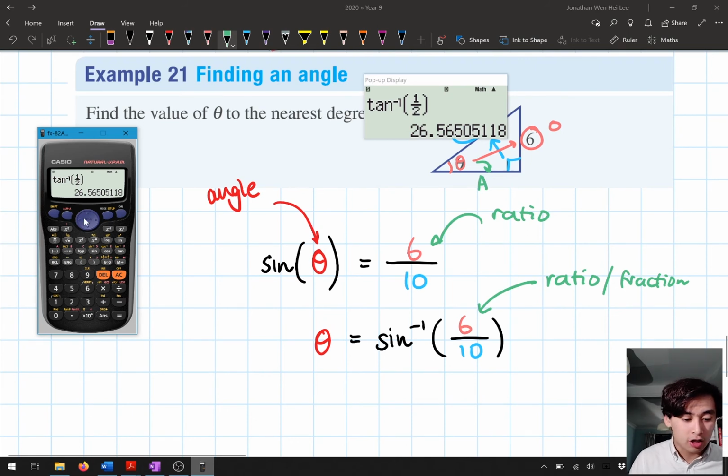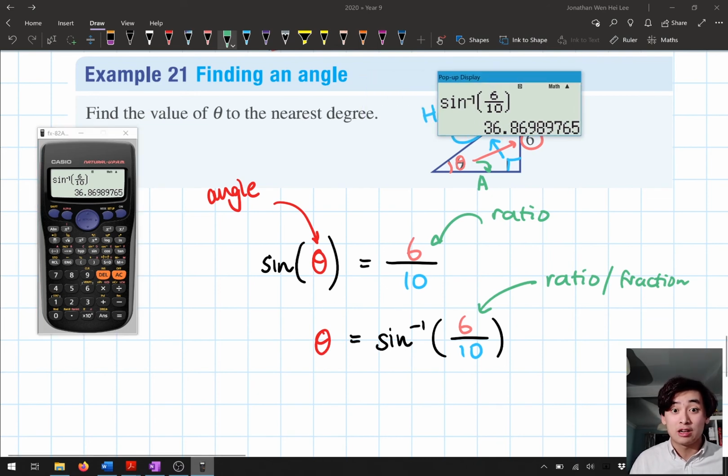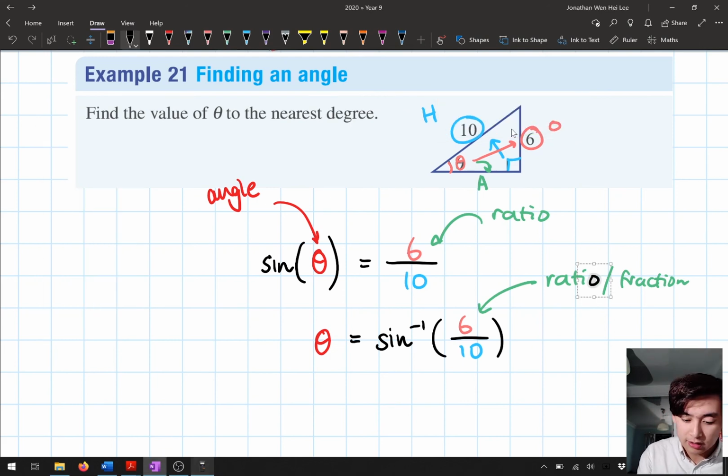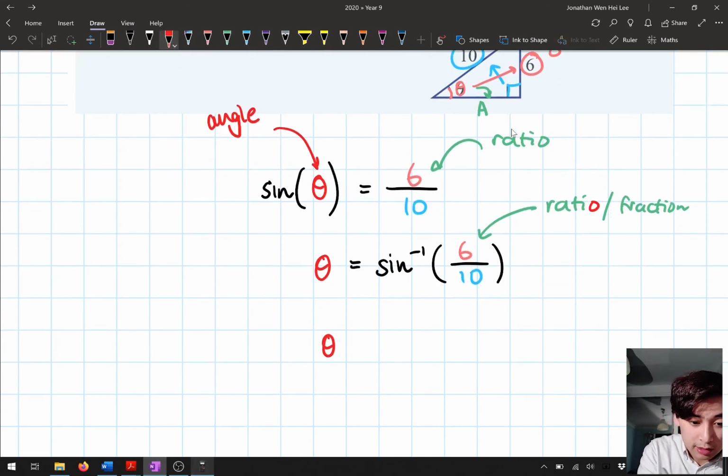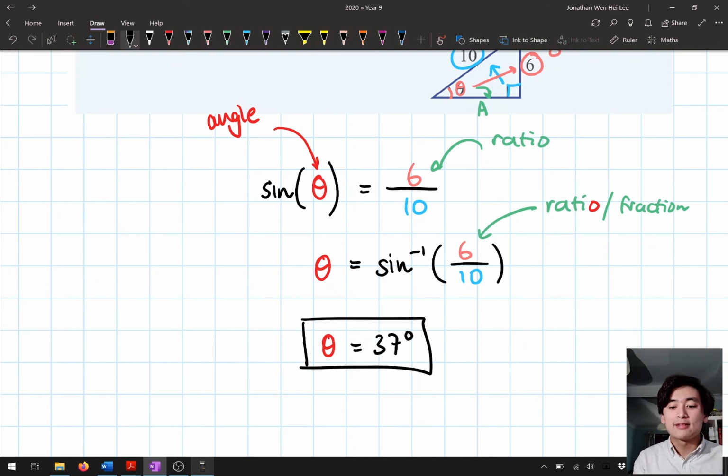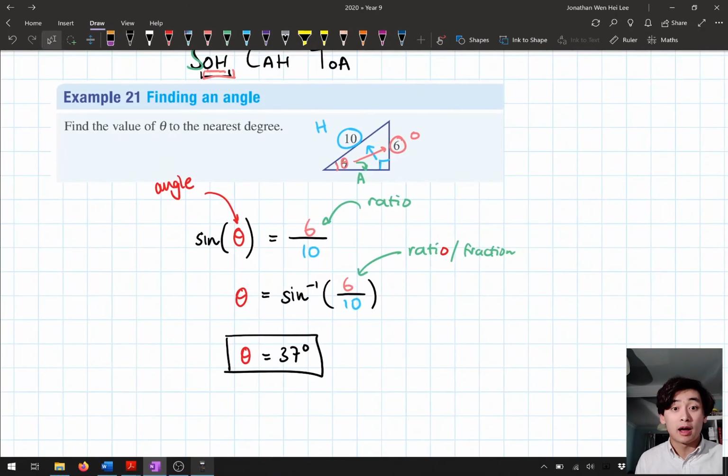I'm going to go shift, sine inverse, fraction 6 over 10. And we get that the angle is 36.86. I want it to the nearest degree, so I'm rounding it to the nearest whole number. So 36.8, do I round up or down? I round it up, so I add 1 to the previous number. So here it's going to be 37 degrees. So theta is equal to 37 degrees. And there we go. That's how we find a missing or unknown angle using trig.